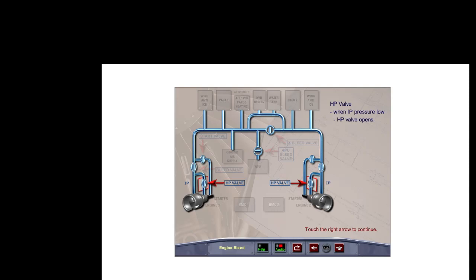Normally, the intermediate pressure stage supplies air to the pneumatic system. When pressure drops, due to low engine speed for example, the high pressure valve opens to maintain a pressure of 32 to 40 psi.